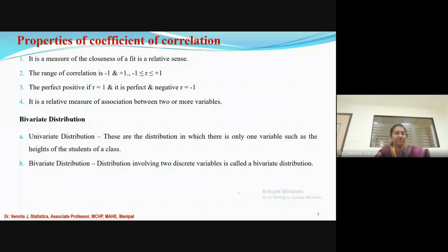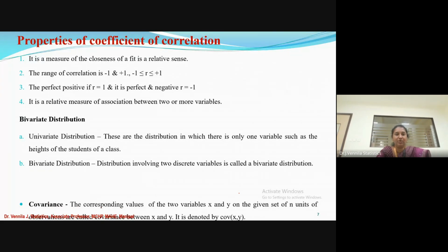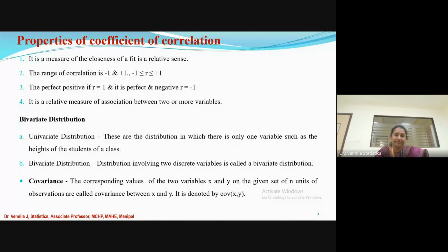Okay, after that, in the study we want to understand two things: one is the univariate distribution and the other is the bivariate distribution. When you have only one variable, it is not possible to apply the correlation. That is called a univariate distribution. When you have two variables, like height and weight, that is called a bivariate distribution. Only then is it possible to apply the correlation.